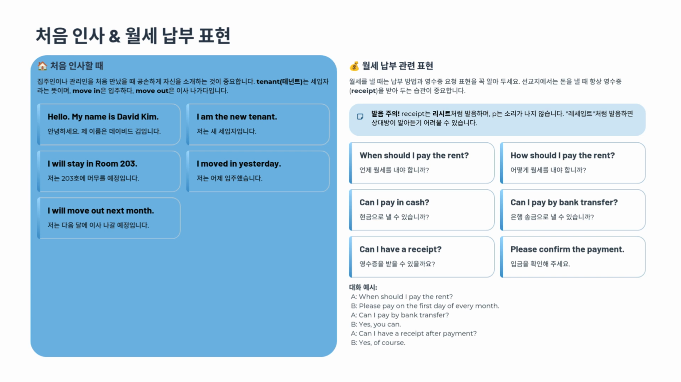If bank transfer is possible, say, "Can I pay by bank transfer?" After sending the money, write, "I transferred the rent today. Please confirm the payment." Then request proof. "Can I have a receipt, please?" The landlord may answer, "Please pay on the first day of every month," or, "I will send the receipt by message." Confirm the amount, due date, account details, and receipt.